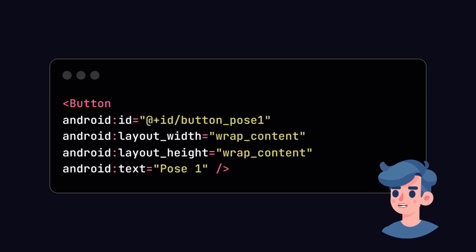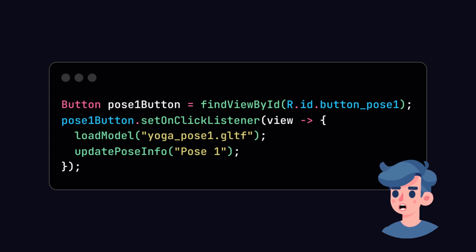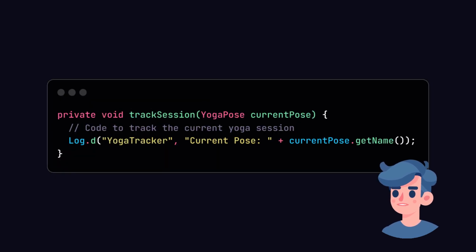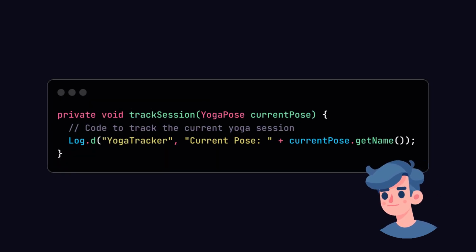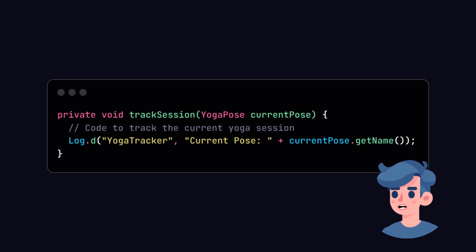Let's implement a selection mechanism for different yoga poses. We can use buttons to represent different poses, and when clicked, the corresponding model is displayed in the AR scene. In your MainActivity.java, set up the button click listeners so that when a button is clicked, the corresponding yoga model is loaded and displayed. With the button interactions set up, the basic functionality of our AR Yoga Instructor is now complete. However, there's always more room for improvement.